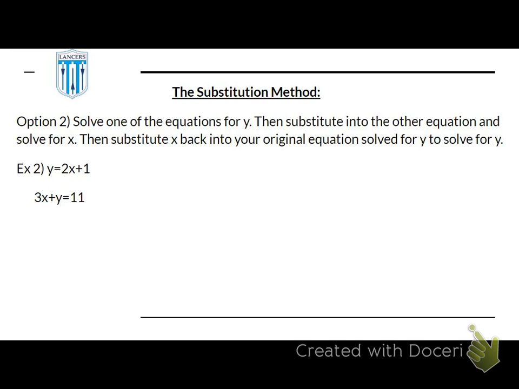This one's nice because they started us out with one that was solved for y. Which one is already solved for y? Y equals 2x plus 1. Good. So we've already got y alone here, which means we're going to take the 2x plus 1 and plug it in for y. You've got to make sure you're plugging it into the right spot, otherwise it won't work out.